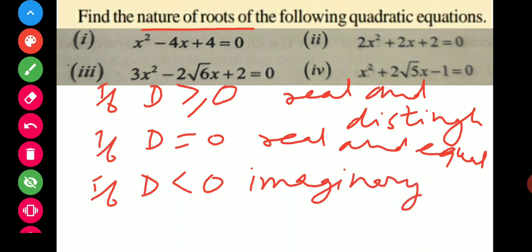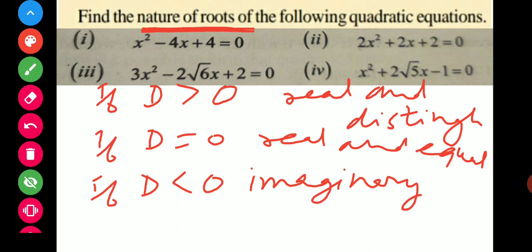With the help of these three, we can find the nature of the roots. This nature of roots we can find with the help of this type. So always remember, if d is greater than 0, the roots are real and distinct. If d is equal to 0, the roots are real and equal. If d is less than 0, the roots are imaginary and distinct, means separate roots.